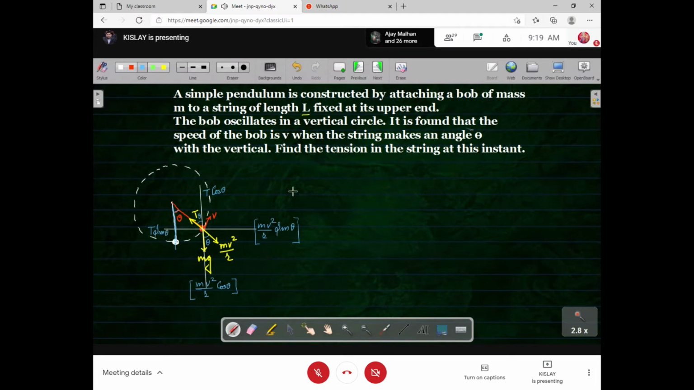Now, just you have to formulate the equations. See, in this direction there is mv square upon r sin theta, and this is balanced by T sin theta. All right.